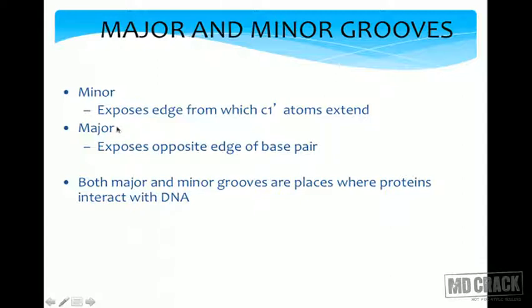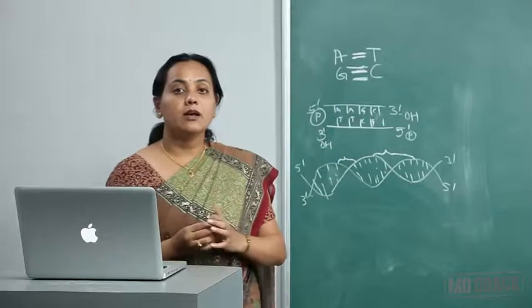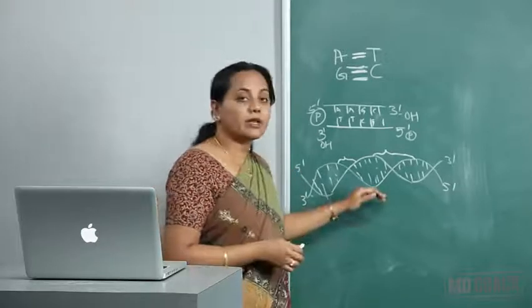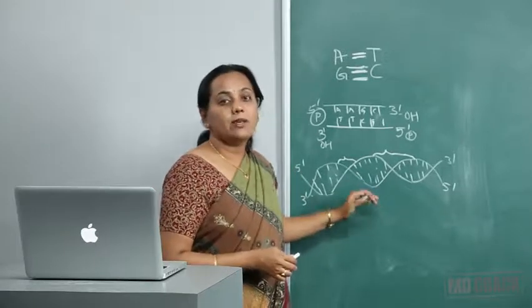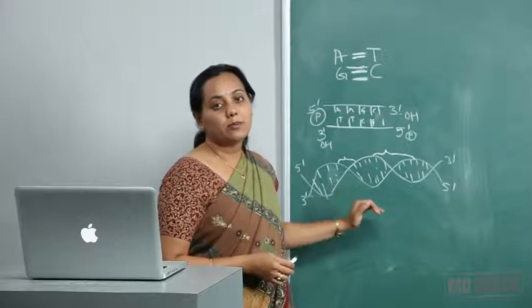Now the minor groove exposes the edge from which the C1 prime atoms extend, and the major groove exposes the opposite edge of the base pairs. That is just the way, because of the helical structure, this is happening. Now what is important is both major and minor grooves are places where proteins interact with DNA. So whenever a regulatory protein is going to regulate gene expression, it will be at the level of the major groove or at the minor groove.